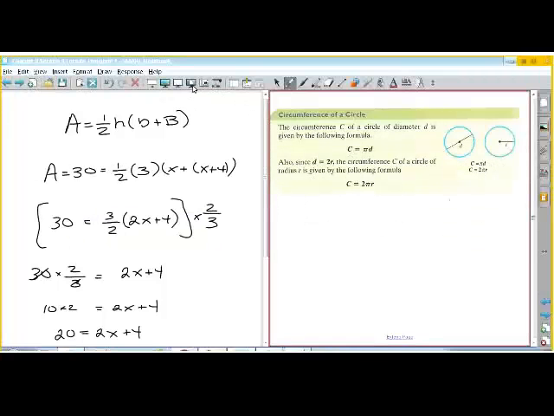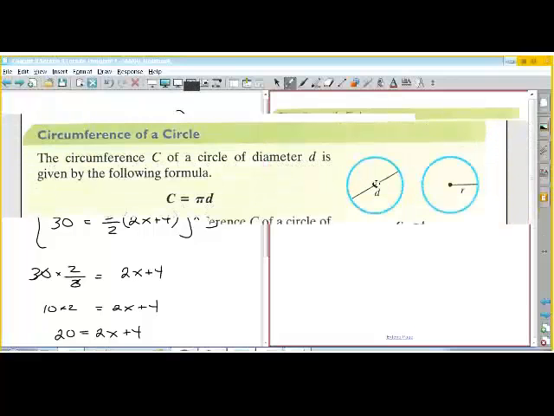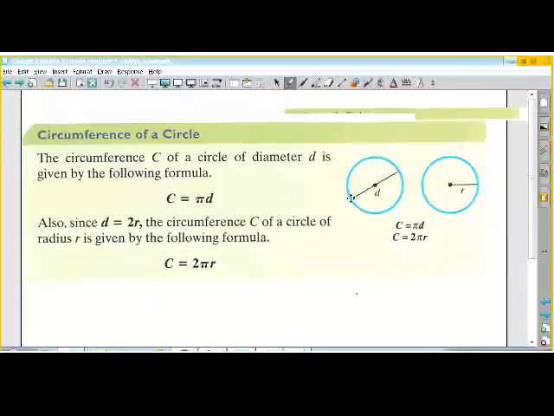Okay, and then we have a circle. The circumference of a circle is just the distance around the circle. And remember, we have the diameter, which is the line segment from one side of the circle to the other side, going through the center of the circle. And then we have the radius, which is going from the center of the circle to the circle. And we know that the diameter is twice the radius. So the circumference is either pi, 3.14159, times the diameter, or 2 pi times the radius.